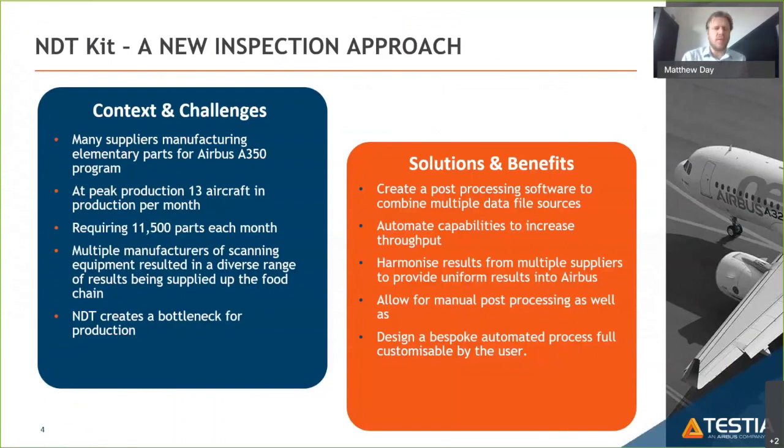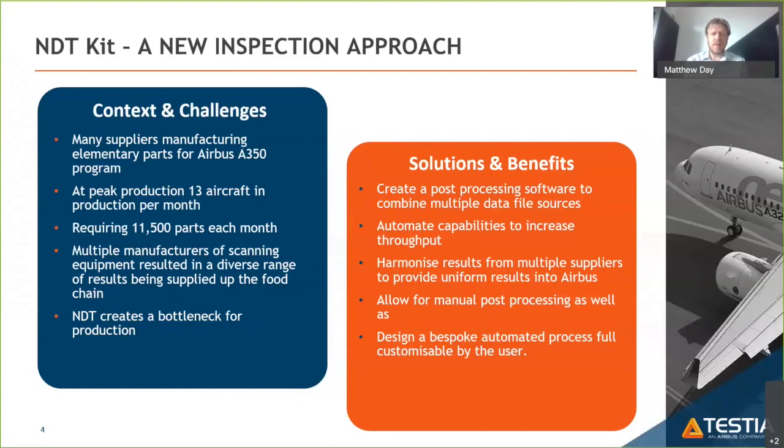NDTkit, a new inspection approach. So the context, where did it come from? So many suppliers back in year 2000 and before were supplying elementary parts into the A350 developmental program and live manufacturing program. So at peak production, Airbus was creating 13 aircraft a month. In total, that requires 11,500 parts to be created and inspected each month.